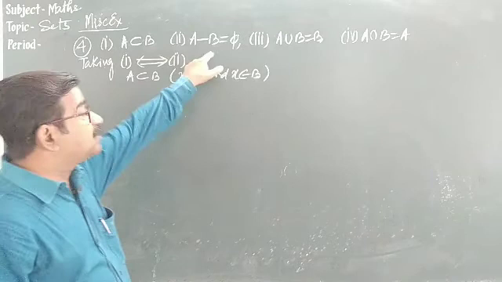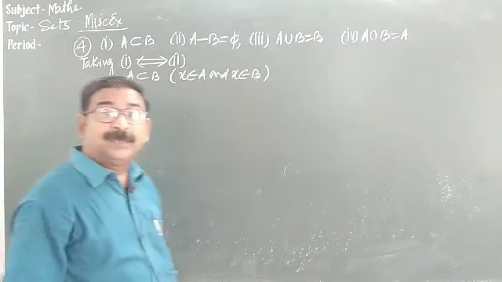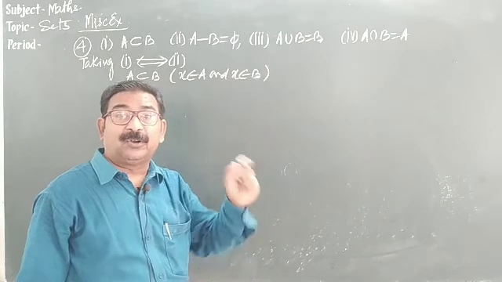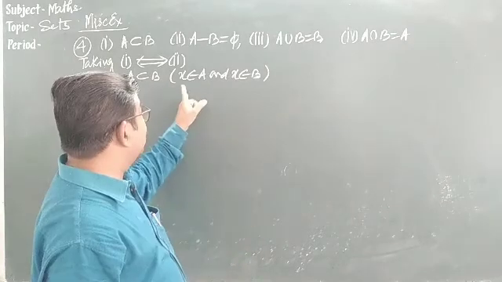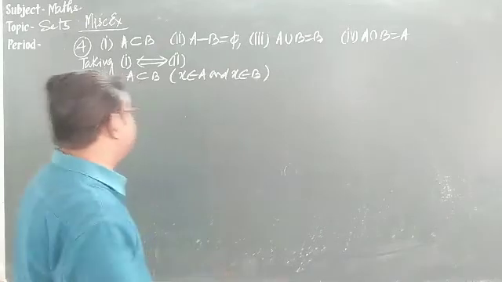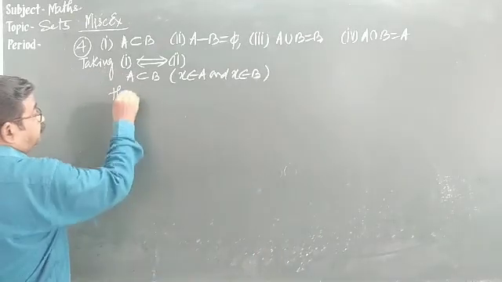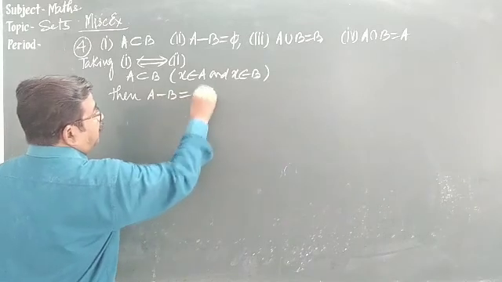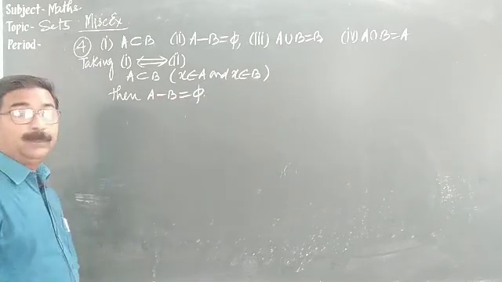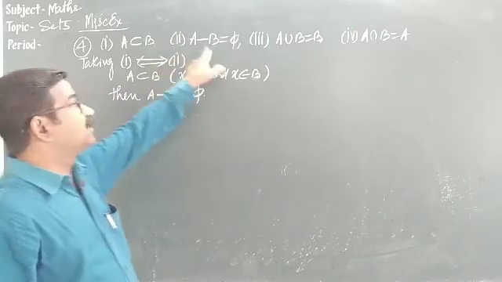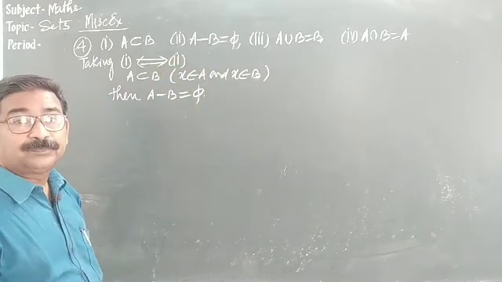What is A minus B? A minus B means elements of A which are not found in B. So if all the elements of A are found in B, then what is A minus B? A minus B is equal to empty set. So the first and second parts are equivalent.